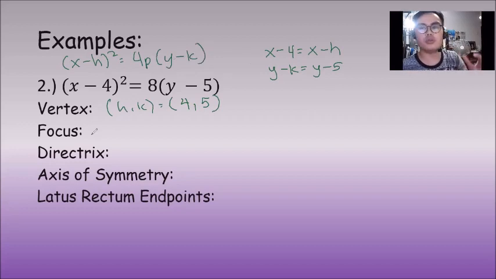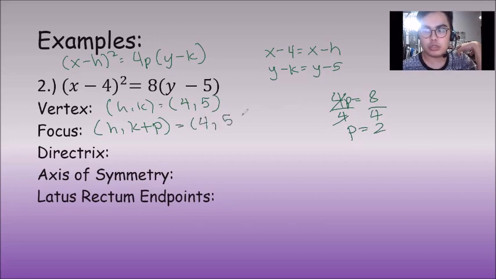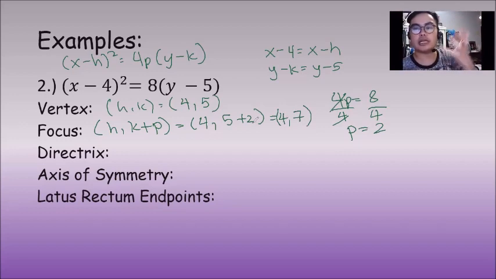So our focus is the same since it is a vertical parabola. In order to get p, we need to equate 4p with 8. So divide both sides by 4, then p is equal to 2. So what we are going to do is substitute according to the values. So 5 plus 2 is equal to 7. So our focus is (4, 7).